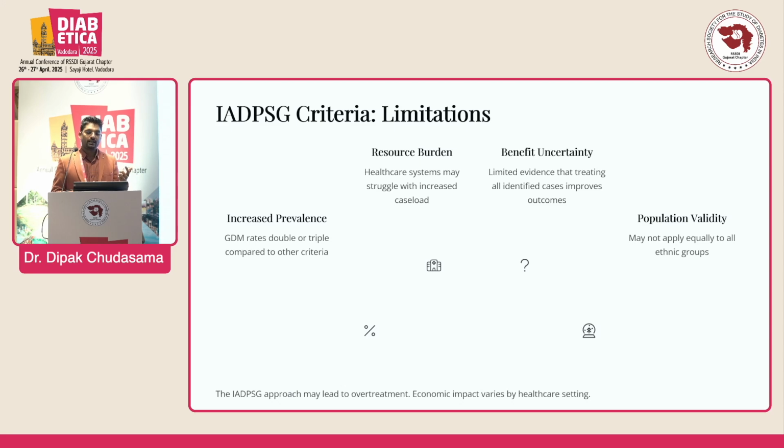Benefit uncertainty, like limitations of evidence on whether treating all the identified cases improves outcomes or not. Population validity may not apply equally to all ethnic groups. So this is a limitation of this particular IADPSG criteria.